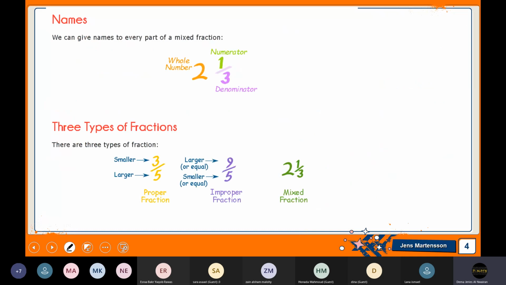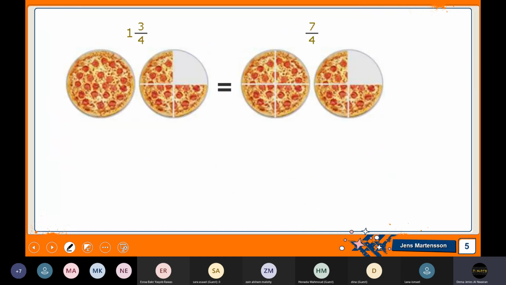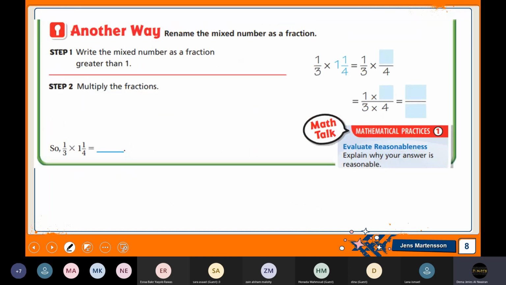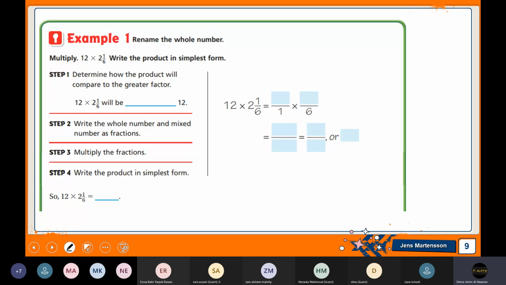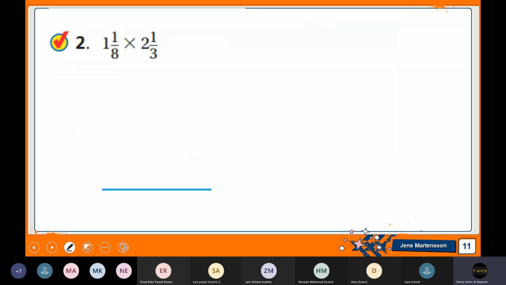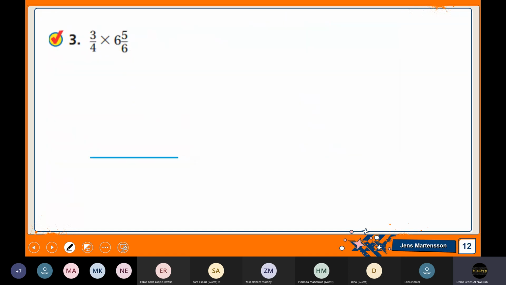Now, we talked about how we can rewrite a mixed number as a fraction. We talked about how to multiply them, and we solved these two examples. And I think we stopped here.